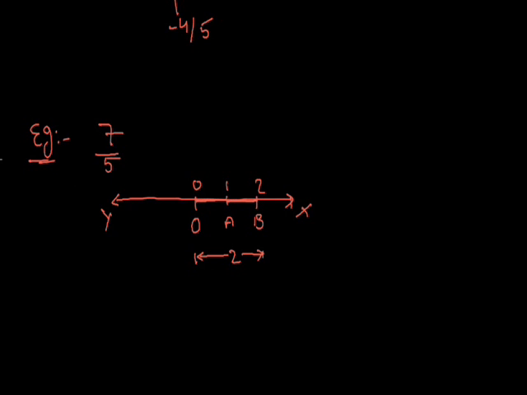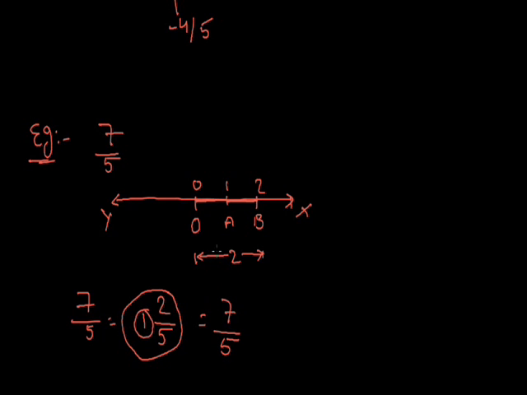Now we can represent 7 by 5 as 1 and 2 by 5. It's called a mixed fraction form. So we can represent 7 by 5 in the form of 1 and 2 by 5. This is also equal to 7 by 5. So we take one complete unit, that means 0 to 1, and next we count 1 to 2, 2 by 5.